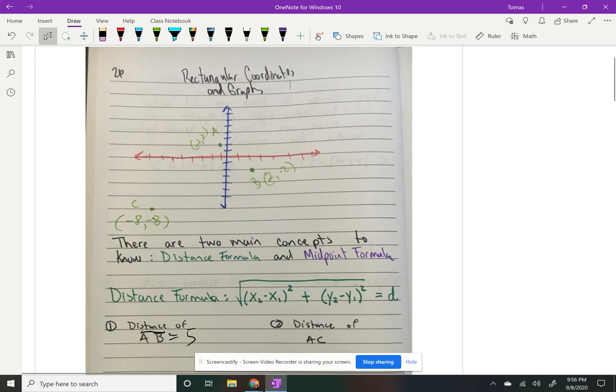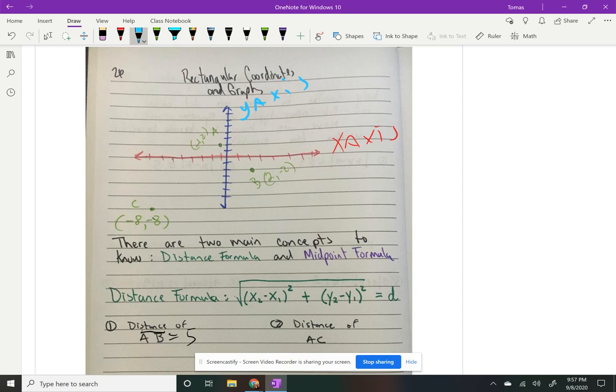So I like to use red for the x-axis, and I like to use blue for the y-axis. This helps me organize my plotting of the points. It helps me when I'm doing the slope as well. You guys are going to get some graphs, and they're going to ask what is the distance between 2 points, and what is the midpoint between 2 points? So you guys have got to be prepared for that.